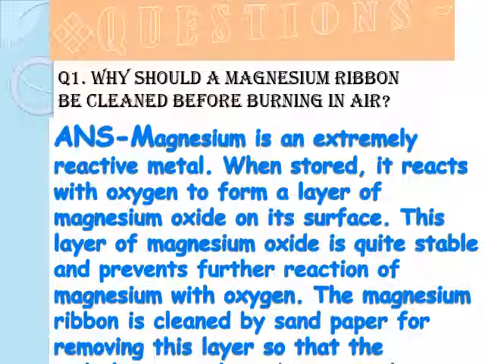One of the frequently asked questions is, why should a magnesium ribbon be cleaned before burning in air? That is, why is it necessary to clean the magnesium ribbon before it gets oxidized? Magnesium, as we know, is a very reactive metal, and when it is stored for some time, it reacts with oxygen to form a magnesium oxide layer, which is very stable and prevents further reaction of magnesium with oxygen. So first it is cleaned with sandpaper to remove the layer of magnesium oxide.